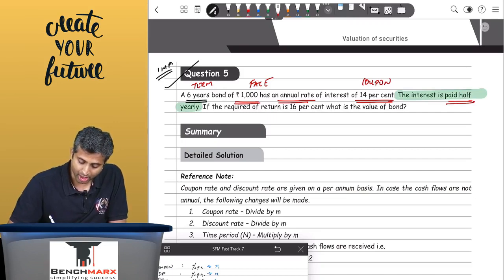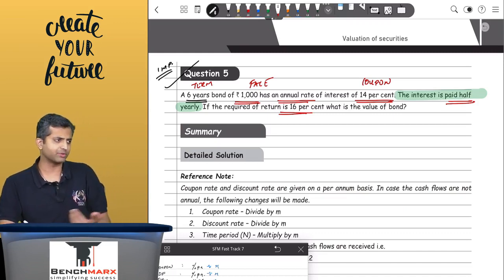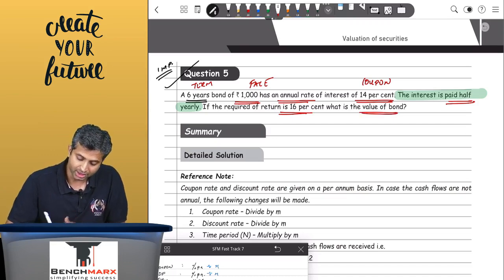If the required rate of return on the bond is 16%, again, unless given otherwise, this is always per annum. The required rate of return is always a percentage per annum unless otherwise given. What is the value of the bond? So this is like the discounting factor.